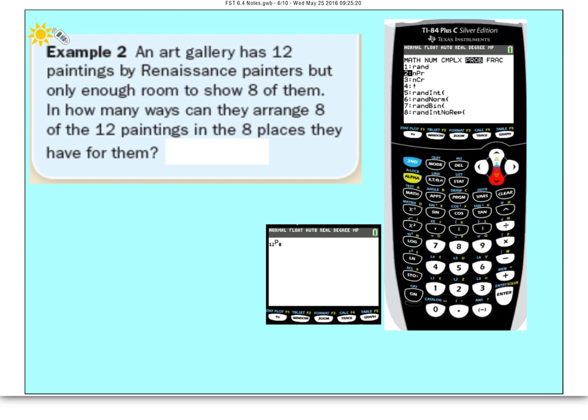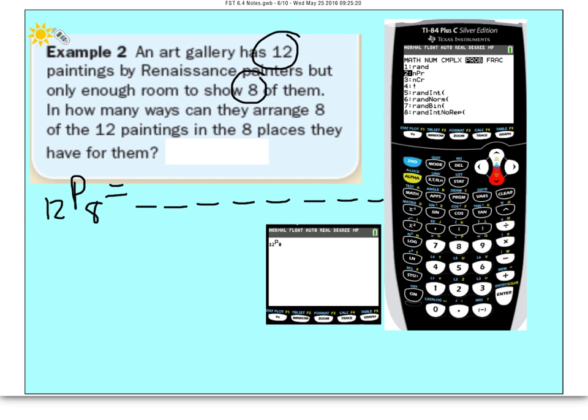In Learning Objective D, we're going to talk about how to use the calculator to do the permutations. Let's talk about the spaces method again. So here we have an art gallery with 12 paintings, but only enough room to put 8 of them up. How many different ways can you do that? Well, this is going to be 12 choose 8, which means we have 12 items, but we're only going to pick 8, so I'll do 8 spaces.